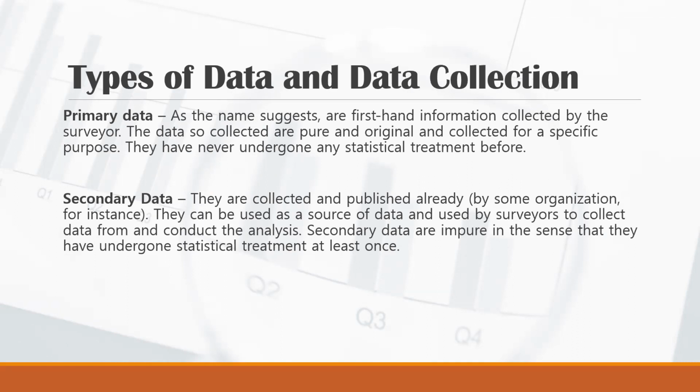So as the name suggests, primary data are first-hand information collected by the surveyor. They are pure and original and collected for a specific purpose, and they have never undergone any statistical treatment before. Whereas secondary data is collected and published already. They can be used as a source of data by surveyors to conduct the analysis. They are impure in the sense that they have undergone statistical treatment at least once.